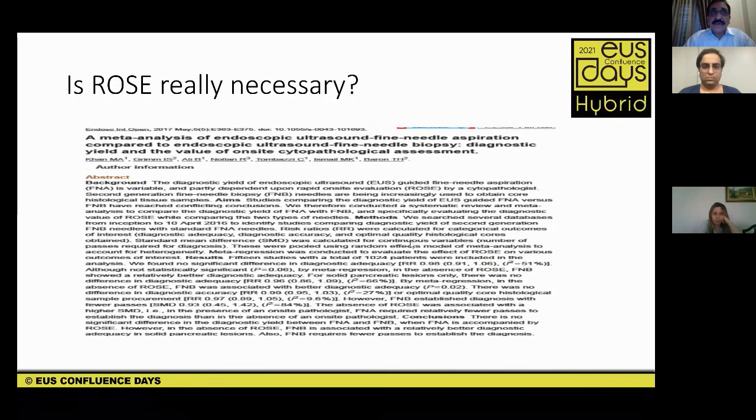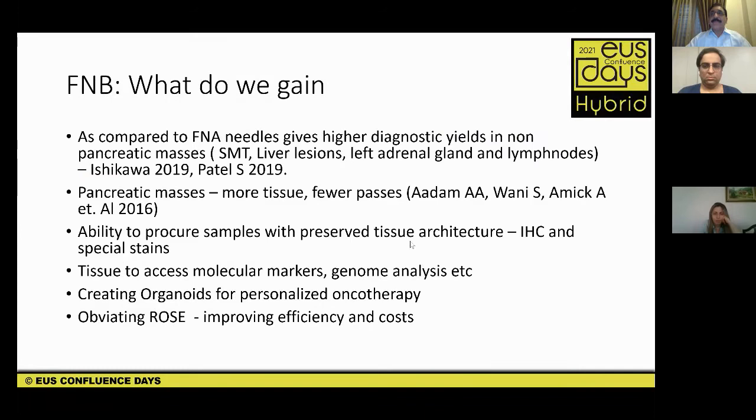Thus, coming to the question, is ROSE really necessary? Not so. If we are using an FNB needle and combining it with other techniques like cell block, then we are achieving a very high diagnostic accuracy, which can be compared with ROSE. ROSE increases the cost significantly, and the availability is always an issue. A pathologist has to be available at the same time, and hence, in the majority of circumstances, probably ROSE is not really necessary today. So, what do we gain out of using the FNB needle when comparing it to the FNA needle? I have already said: more tissue, fewer passes, and the ability to procure samples and do molecular analysis.